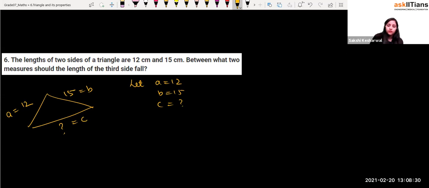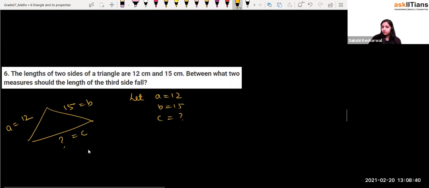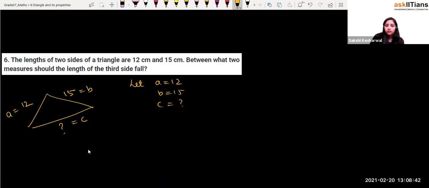Okay. Now just see, in this question we have learned one thing. I'll be teaching you the shortcut method and the longer method also, right? So we know that a plus b is greater than c. Instead of writing this much, I can directly write 12 plus 15 is greater than C, right? Can I say that 12 plus C is greater than 15? And can I say that 15 plus C is greater than 12?